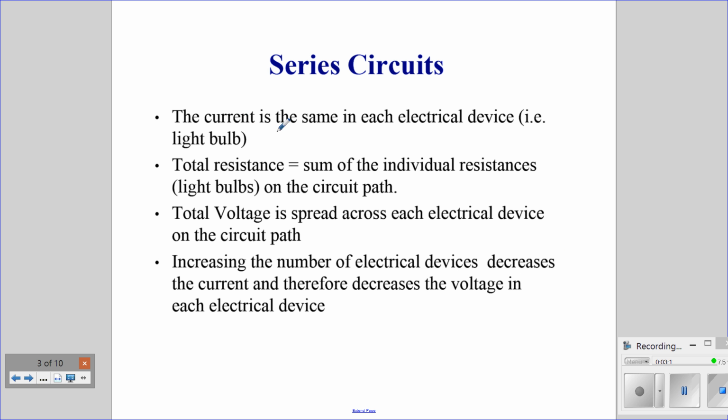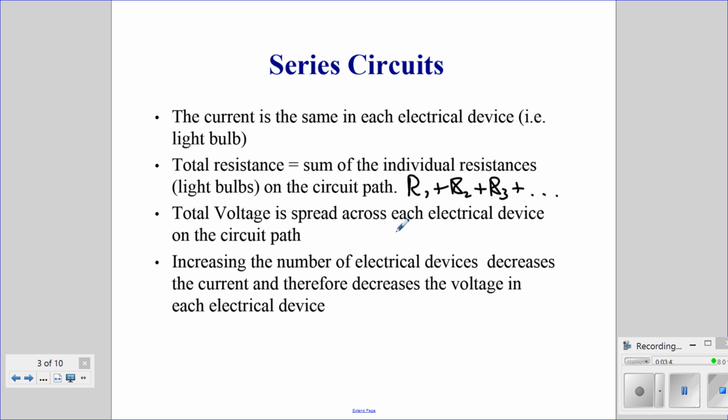So when things are in series, the current is the same in each of the electrical devices. If our resistors are light bulbs, the current is the same through each of the light bulbs. Again, the total resistance is the sum of the individual resistances, so if those resistors are light bulbs, it would be the sum of the individual resistances of those light bulbs. So this is what we were saying: R1 plus R2 plus R3 plus however many we had.